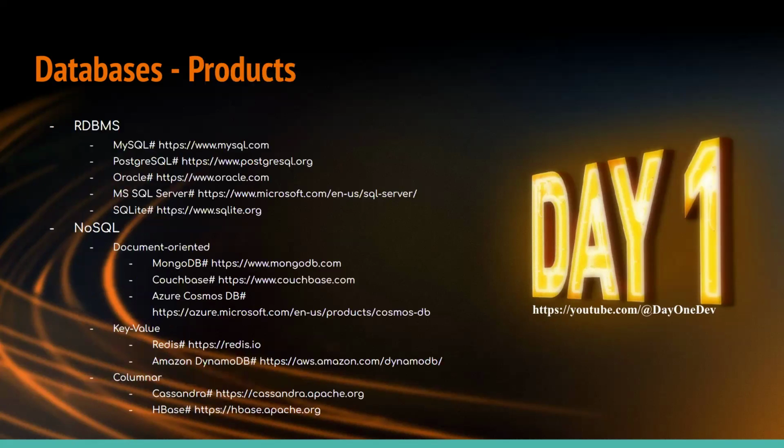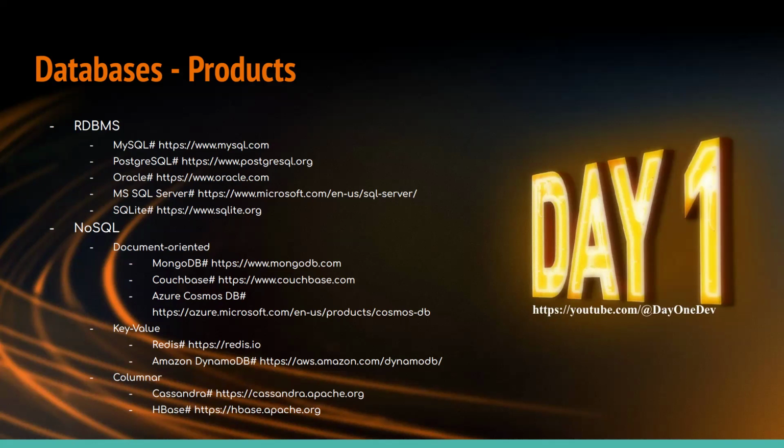Now, coming to the products, some examples, as we called out, in RDBMS or Relational Database Management: most of you are already aware of MySQL, Postgres, Oracle, SQL Server, and SQLite. Coming to NoSQL, there are a few categories. Document-oriented includes MongoDB, Couchbase, and Azure Cosmos DB, and key-value based also falls under Redis, Memcached, and Amazon DynamoDB.